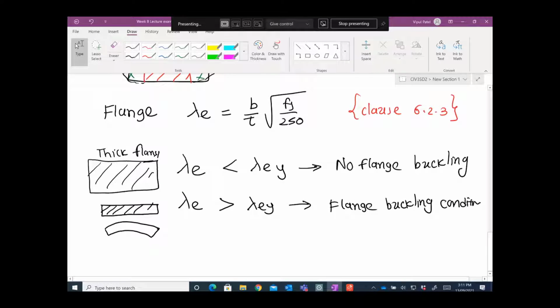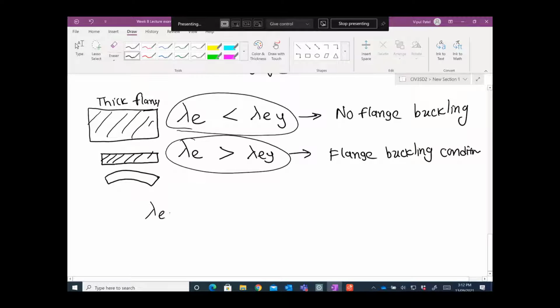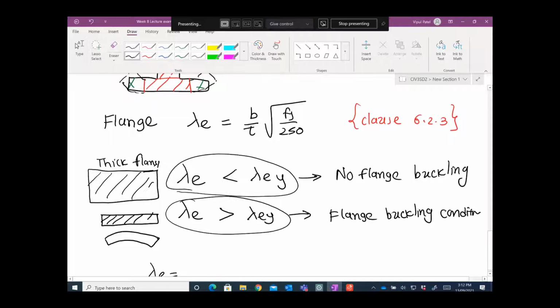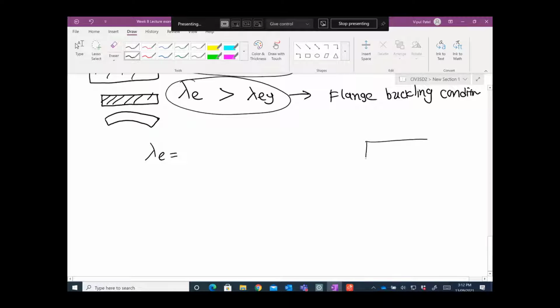So the standards is telling me that by looking you don't know whether it will buckle or not. So the standards wants you to check these conditions, that your element slenderness is less than the yield slenderness limit or not. Okay, so that quick check will help. So let's say lambda e equal to the b value. In our case, the b value for the flange is this one. From this part to this part is b, and this part to this part is t. So let's grab the t first.